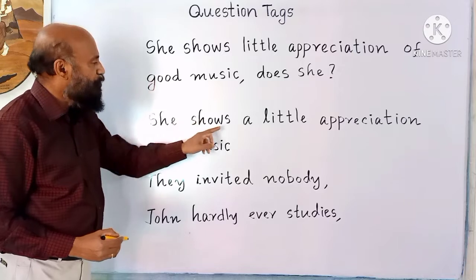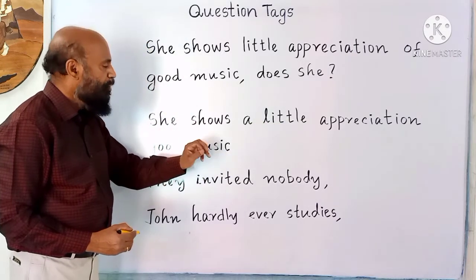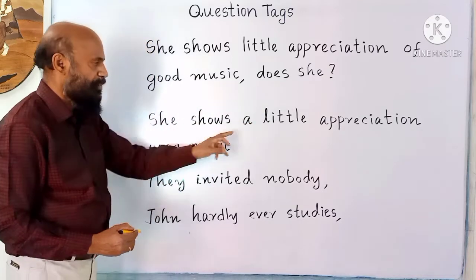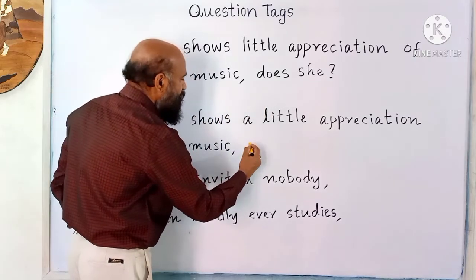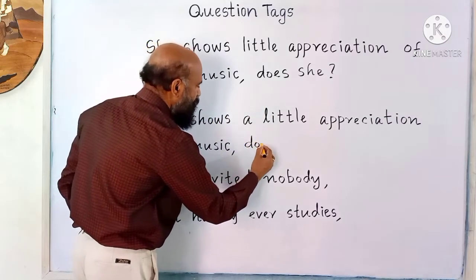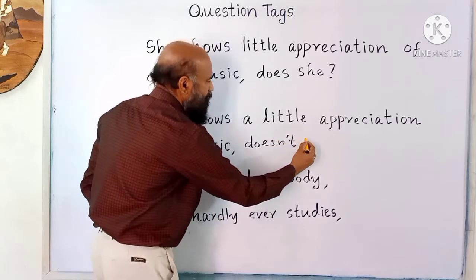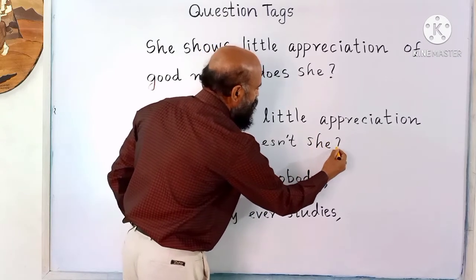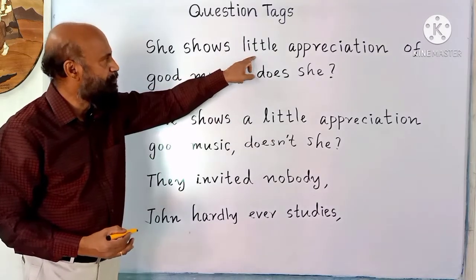Now, she shows a little appreciation of good music. Because of this a, now it becomes a positive sentence. So the question tag is doesn't she? Here you have to be careful: little, a little. This is negative, this is positive.